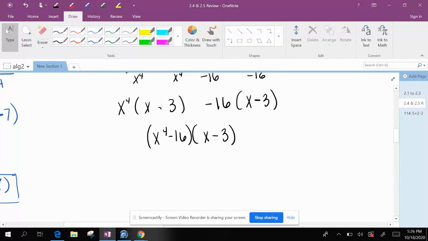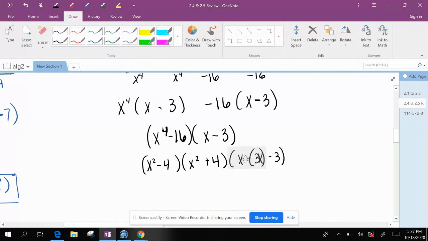So I have to ask myself, hey self, can I break these down anymore? X minus 3? No way. Cannot break that down. It's part of my final answer. But x raised to the 4th power, well, 4 is a perfect square, and so is 16. 16 is a perfect square of 4. 4 is a perfect square of 2. So I can break these down to be x squared minus 4, x squared plus 4.